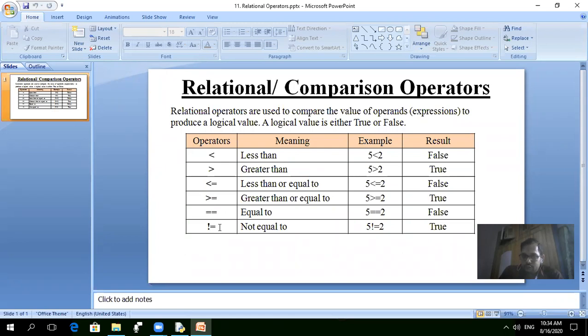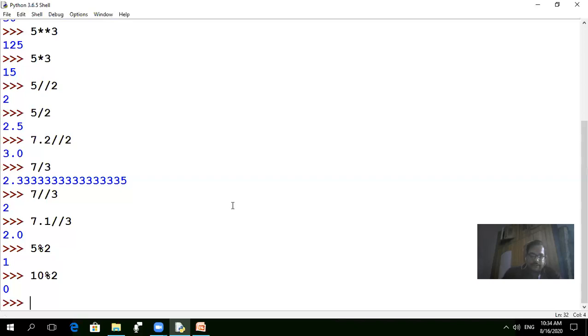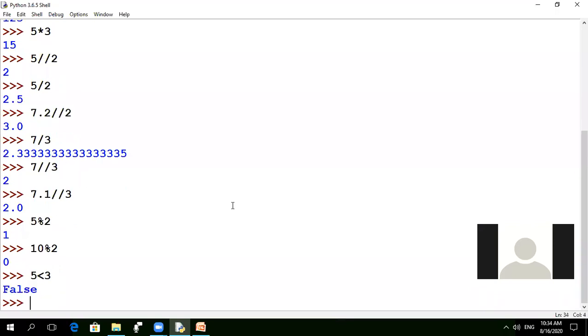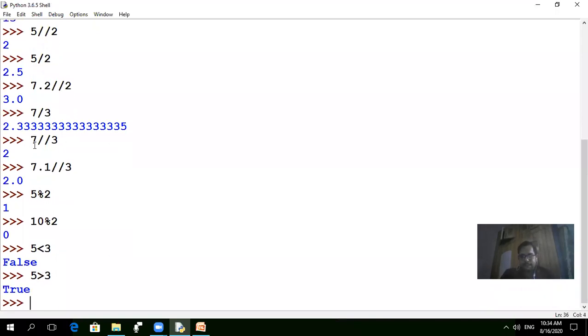Equal to, that means not equal to. See examples. If I have 5 less than 3, it will produce an answer either true or false. Here it is false. So false is a logical value. If I write 5 greater than 3, then the result is true.